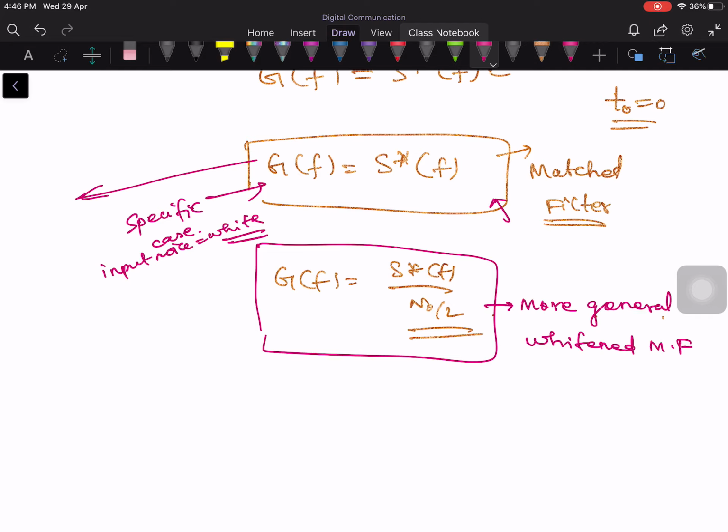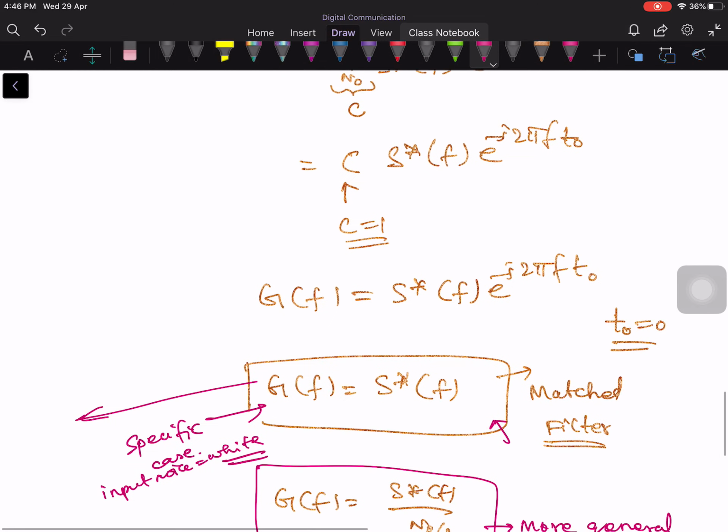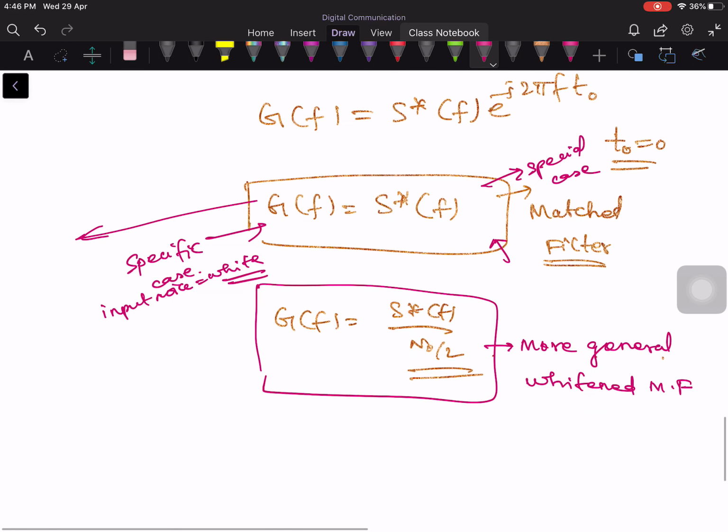White Gaussian noise. In that case, you'll express this condition. So when I say white Gaussian noise, it is n of t. When you take the Fourier transform, you'll get the power spectral density, that is N naught by 2. So if you substitute N naught by 2, finally you'll get this expression. So this is the special case, and this is a general case. Instead of writing N naught by 2, let me say this is N of f. More general case.